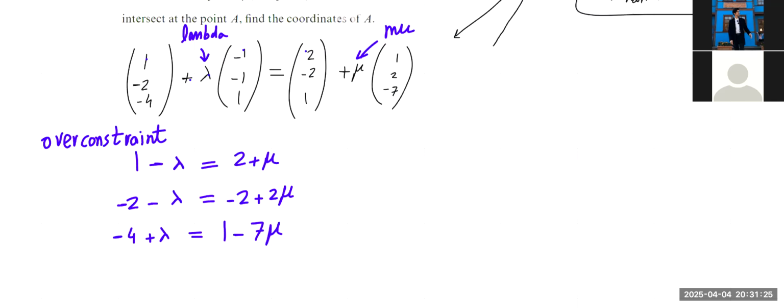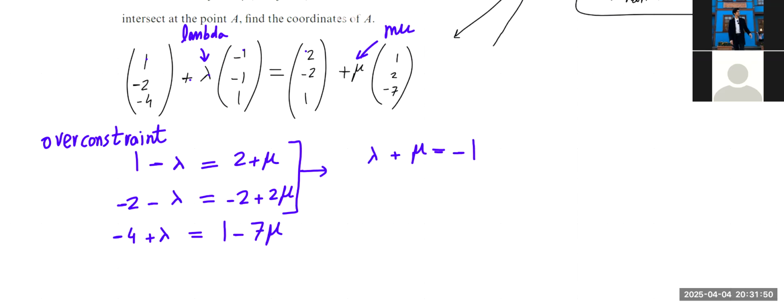Just pick two of them to work with in the beginning. I'm basically going to use elimination. So I'll bring mu and lambda to one side of the equation. What I did was I added lambda to the right side, so I have lambda plus mu now. And I subtracted 2 on the left side, which means I have 1 minus 2, which is negative 1. Can you do a similar thing to this one so that I have lambda and mu on the same side?